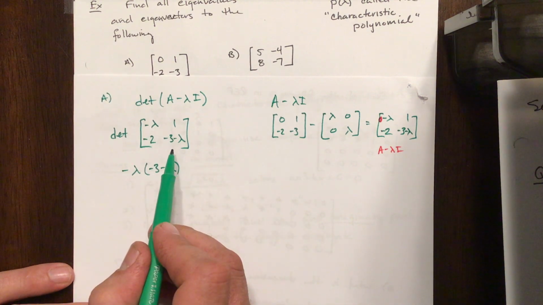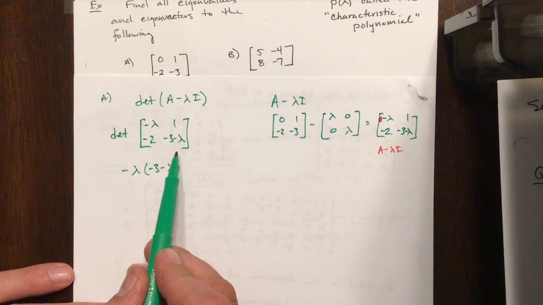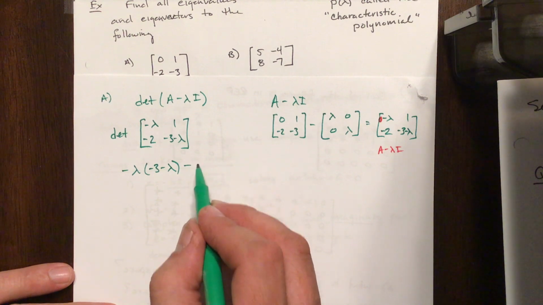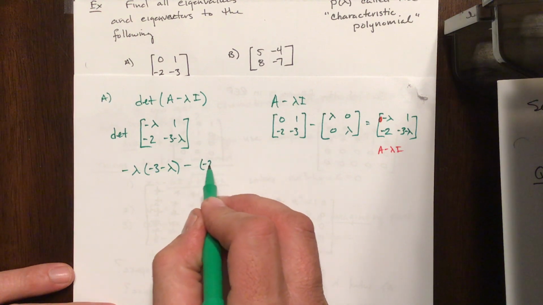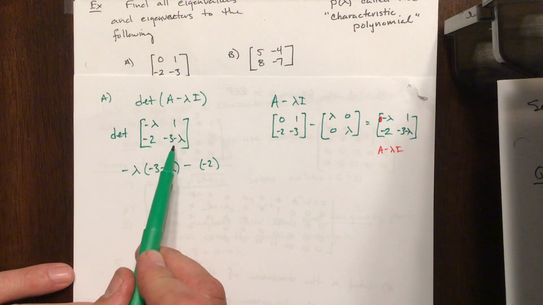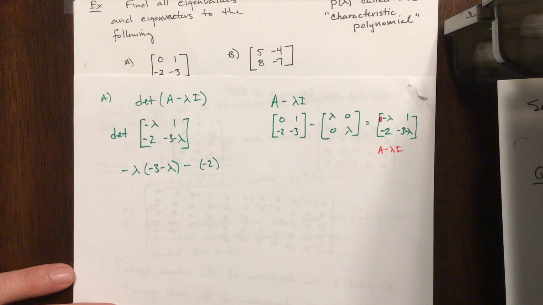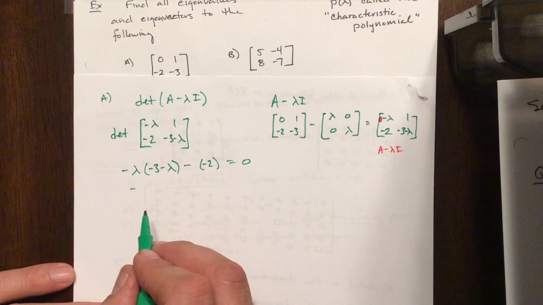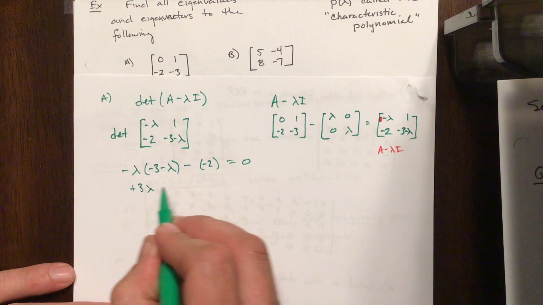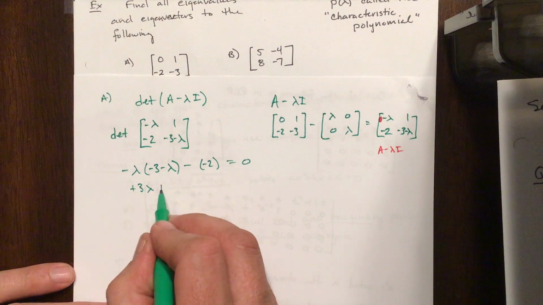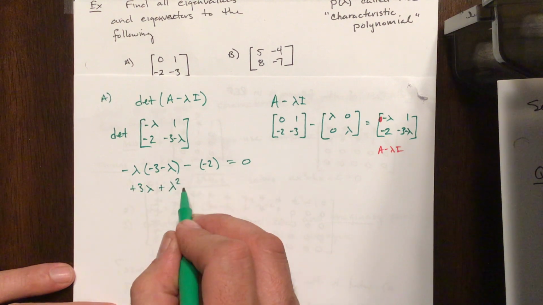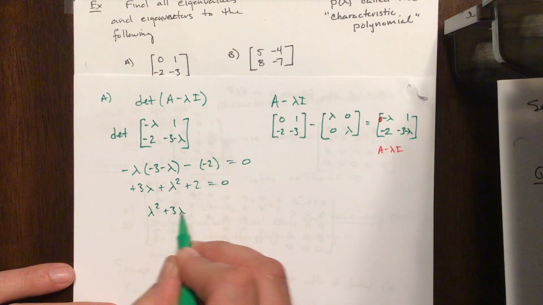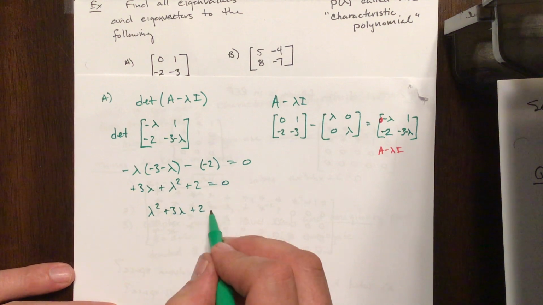So that's the determinant of a 2 by 2: the product of the diagonal minus the product of the off diagonal. So it's minus a negative 2, the product here minus the product there, and that's equal to 0. So we get minus negative 3, so that's plus 3 lambda. Negative lambda times negative lambda, that's plus lambda squared. Plus 2 is equal to 0.